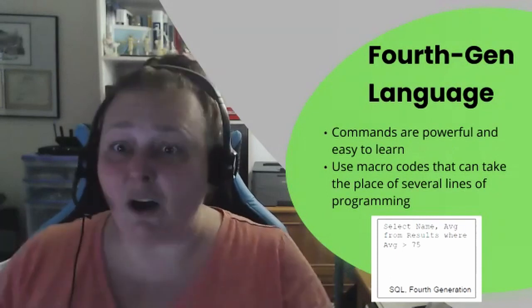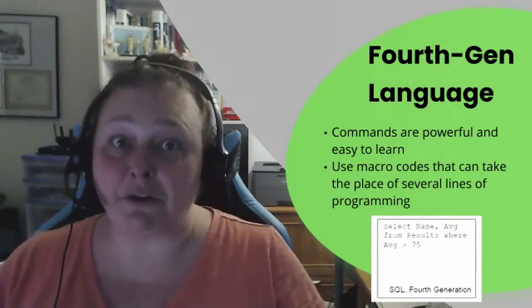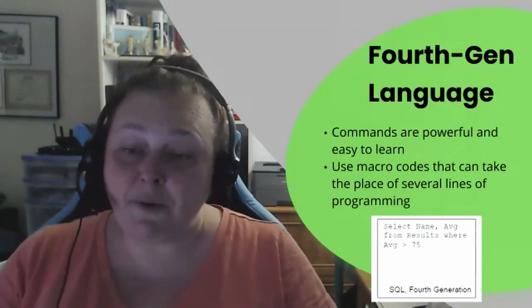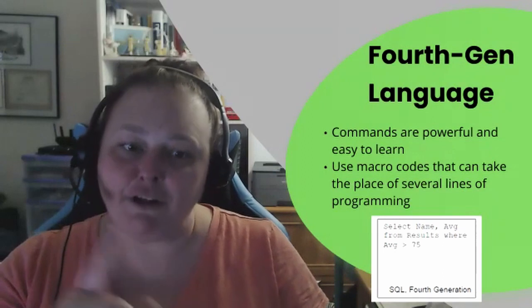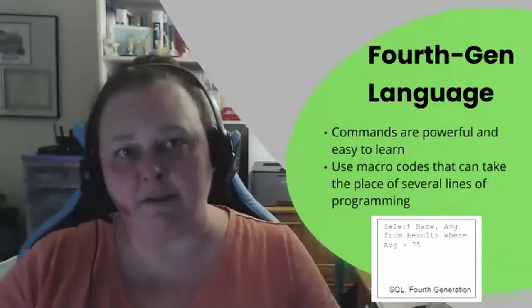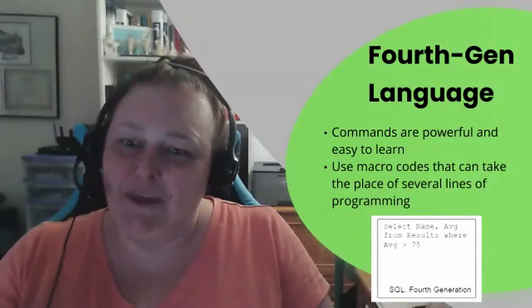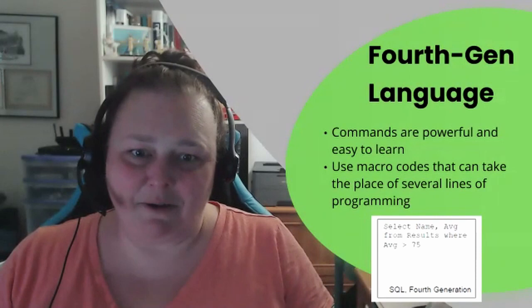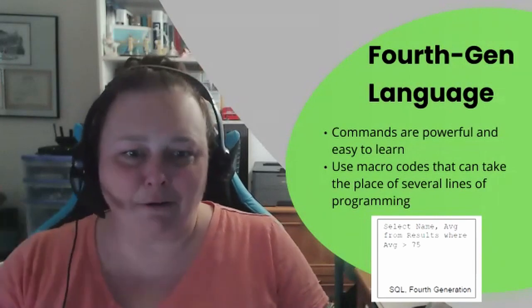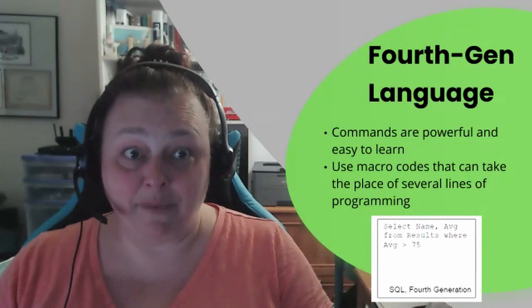You don't need a whole lot of computer programming knowledge to kind of understand what they're looking for here. What they're doing is they're selecting the name and the average from the table called results, anyone whose average is bigger than 75. So basically anyone that has passed the class, okay? You can just look at that and kind of know what's going on. It's using those macro codes that can take the place of several different lines of programming.